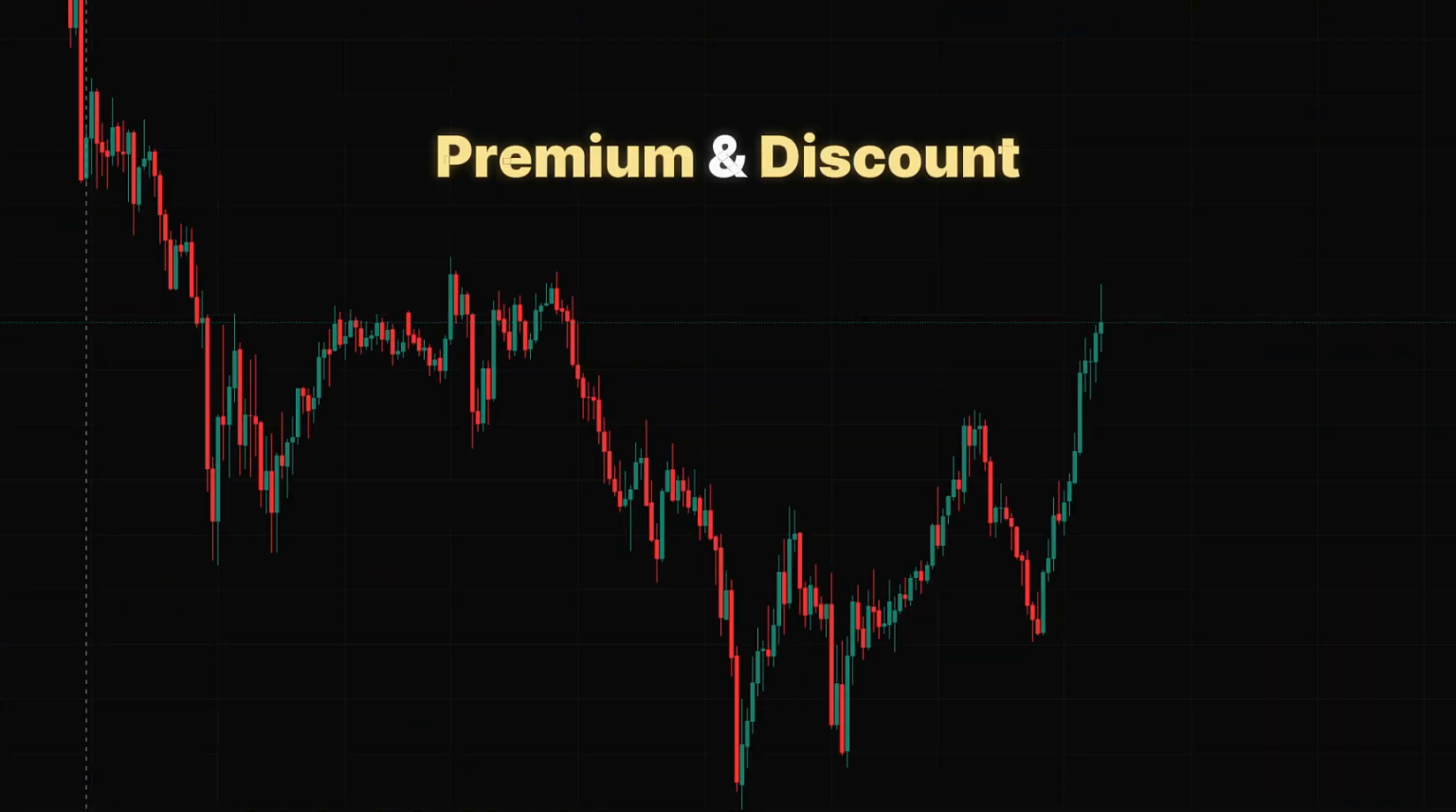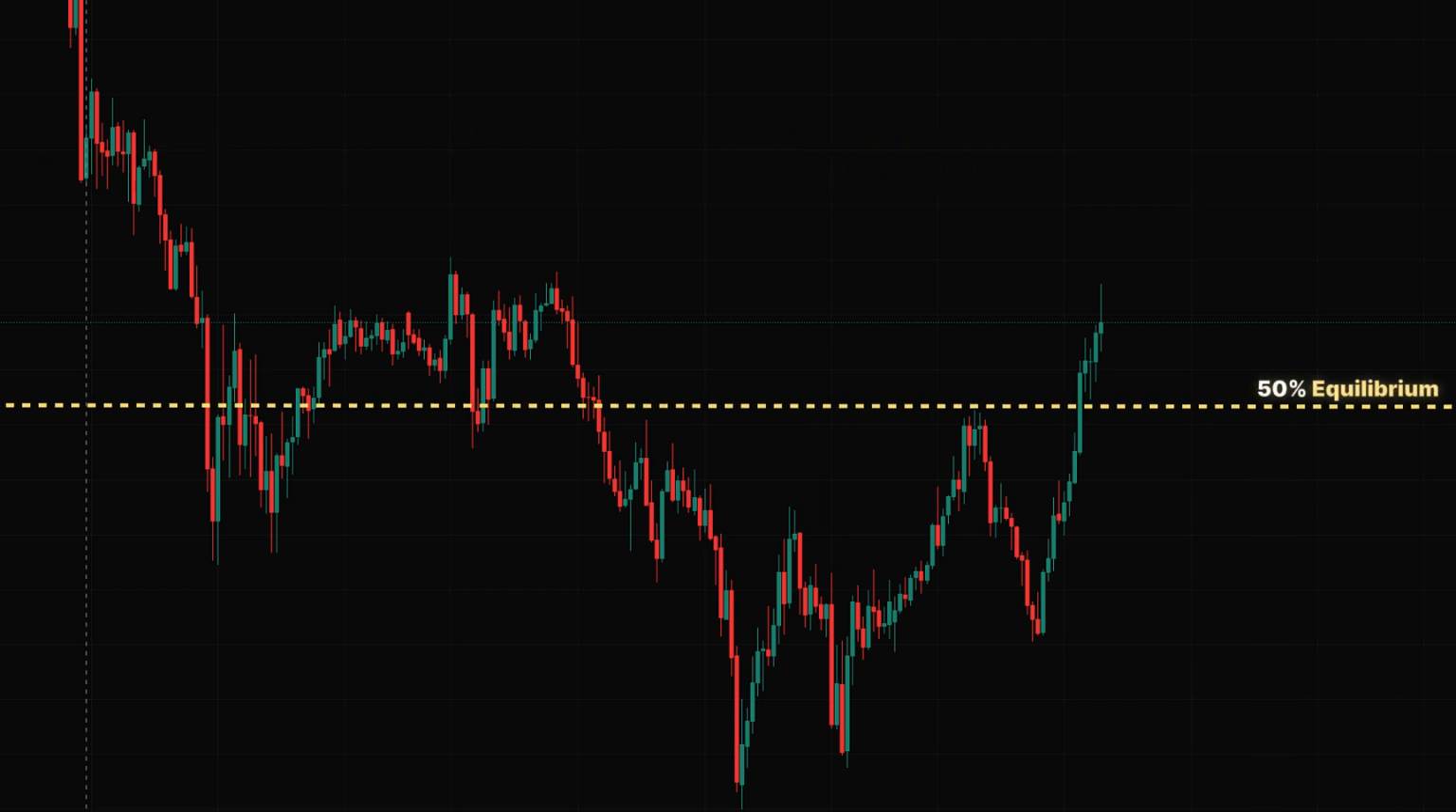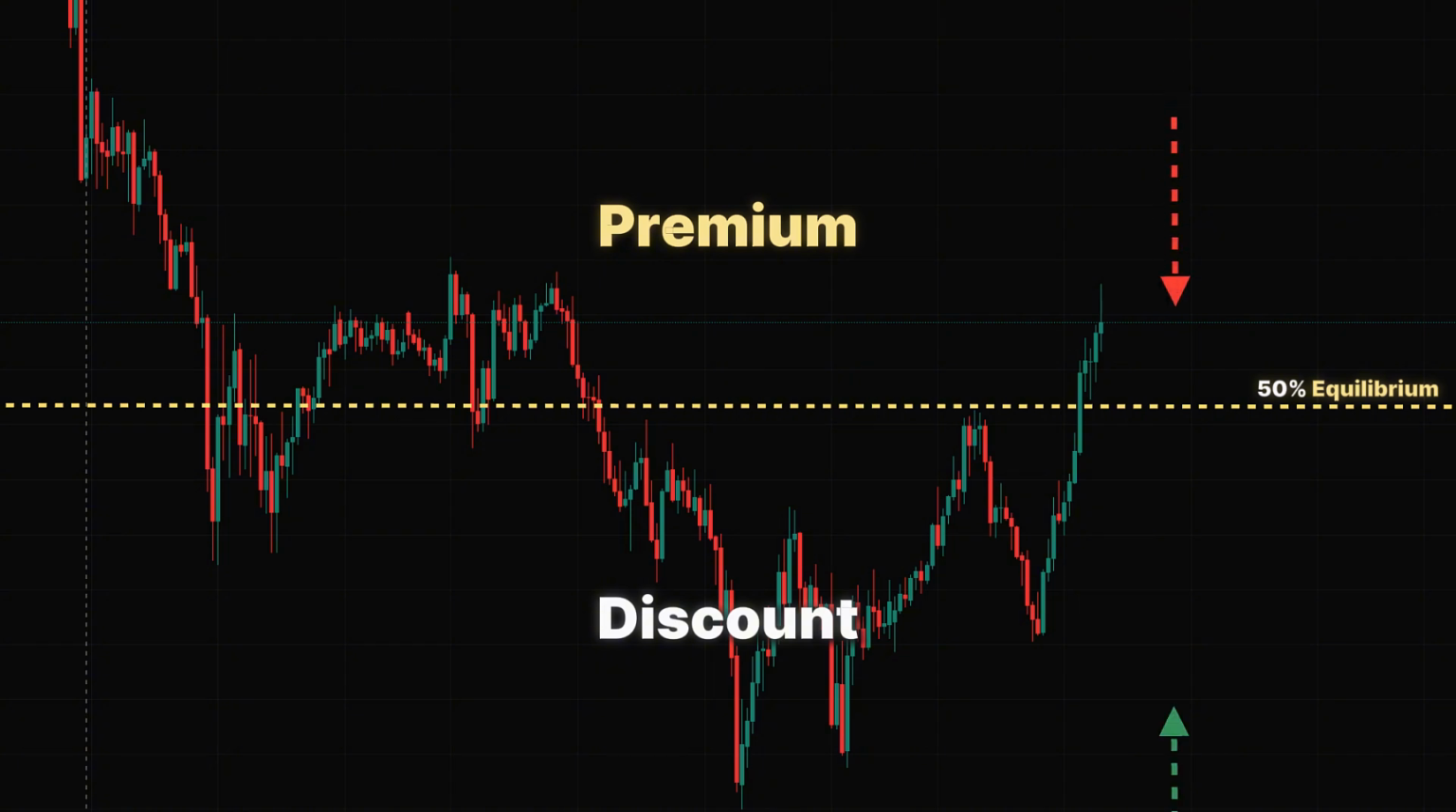Premium and discount. They help you understand whether price is expensive or cheap inside a range. Above the 50% equilibrium level is premium. Below, it is a discount. In general, SMC traders prefer selling from premium and buying from discount, assuming structure supports it.